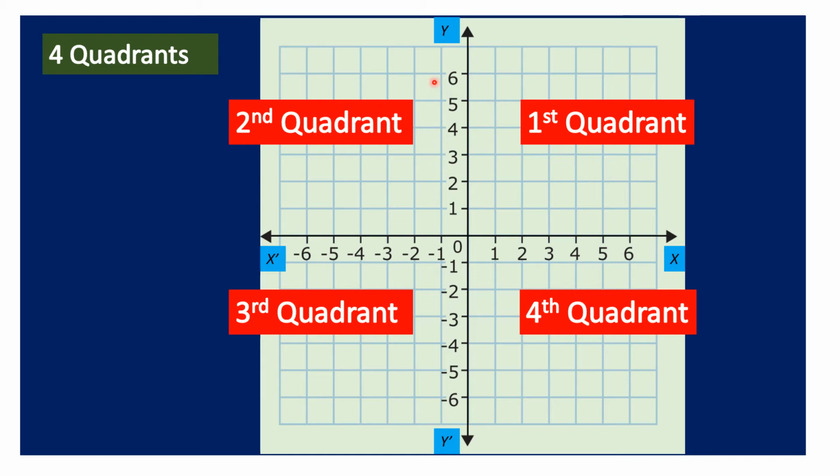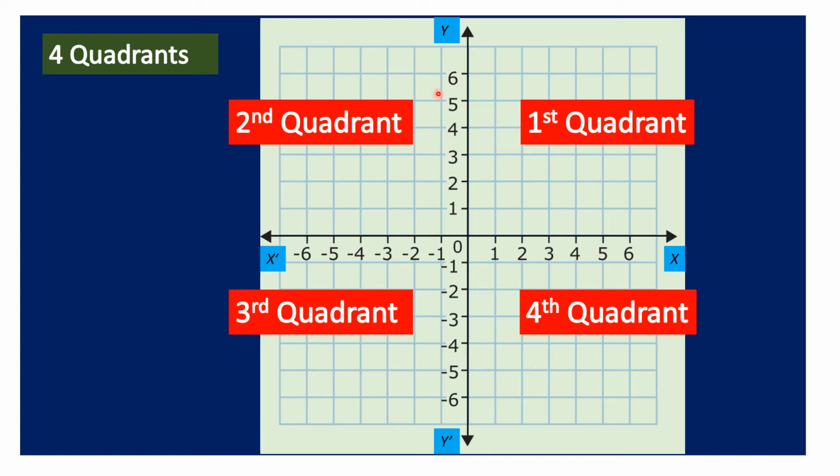Now you can see that the coordinate axis divide this plane into 4 parts, and these 4 parts are called the 4 quadrants. So what is the first quadrant? This part is called the first quadrant. You can see this square is called the first quadrant. Okay, and we go in this direction, in the anti-clockwise direction.